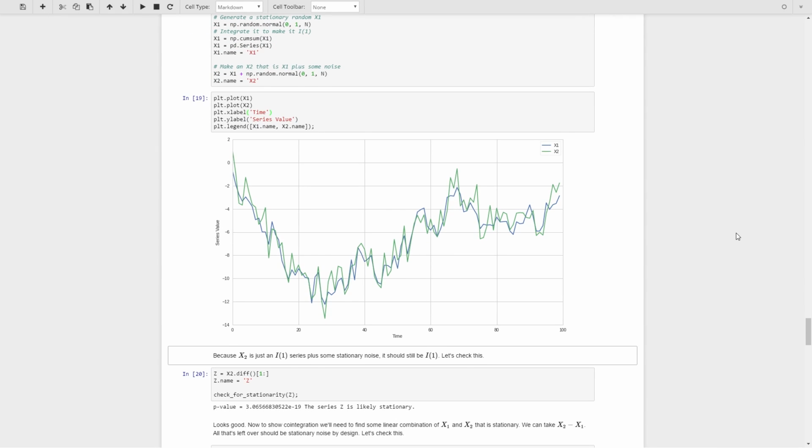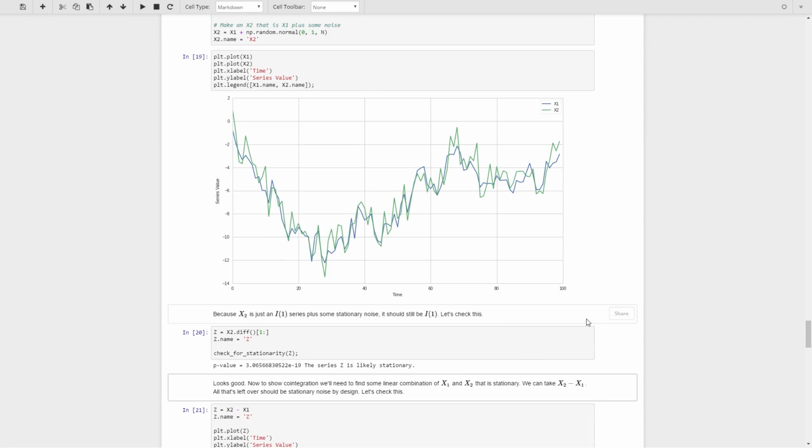Now, we know that x1 is integrated of order 1 by definition because we took a stationary time series and we cumulatively summed it to get it. But let's just double check to make sure that x2 is integrated of order 1. So we'll take the first order differences here, and we'll check the result for stationarity. If we do that, we see that z, the differences of x2, is likely stationary.